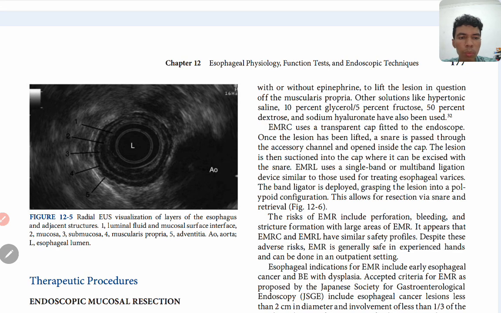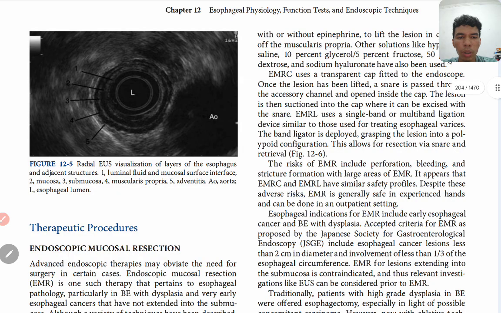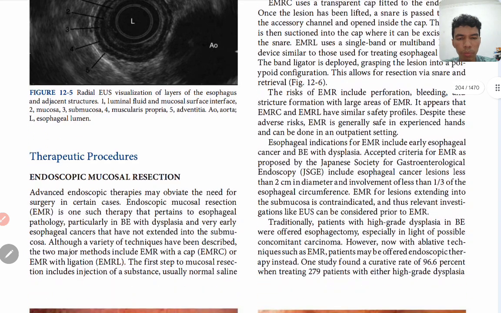EMRL uses a single-band or multi-band ligation device similar to those used for treating esophageal varices. The band ligator is deployed, grasping the lesion into a polypoid configuration. This allows resection via snare and retrieval. The risks of EMR include perforation, bleeding, and stricture formation with large areas of EMR. It appears that EMRC and EMRL have similar safety profiles. Despite these adverse risks, EMR is generally safe in experienced hands and can be done within an outpatient setting.